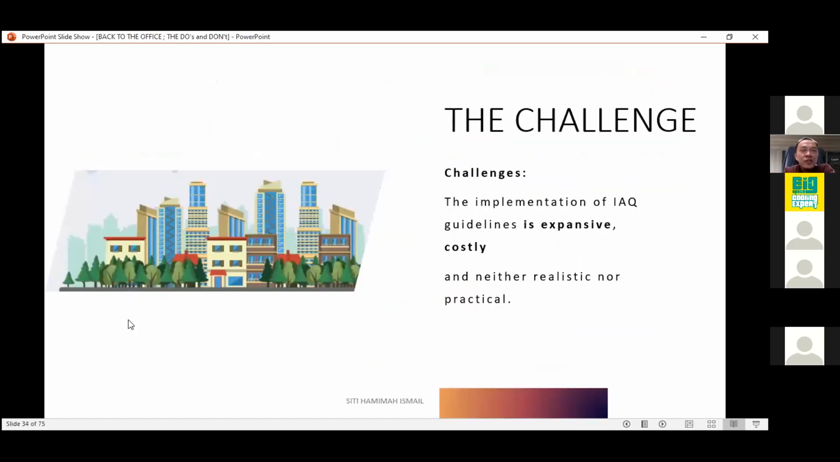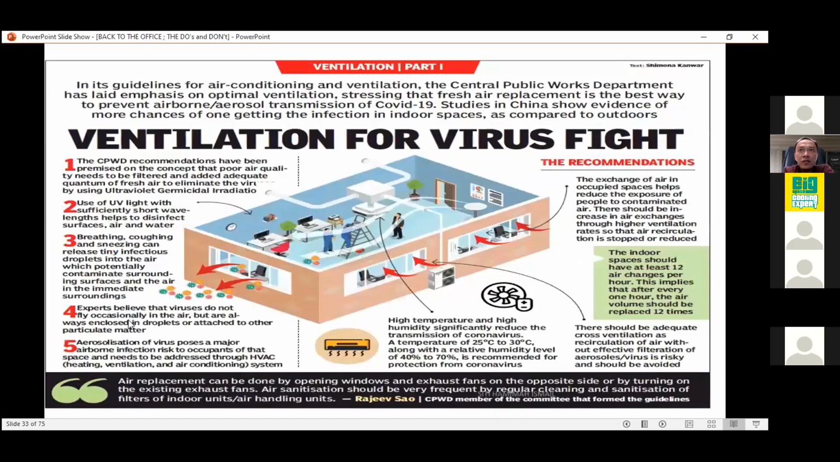Ventilation for virus fight. Yang ini I akan terangkan. One of the thing item number 2 ni, use of UV light. Item number 2 I just nak highlight sebab banyak sangat soalan datang. Actually WHO pun tak kata you guna UV light ni baik ke buruk ke, but WHO kata kalau you nak guna UV light, you need to implement certain control measure.